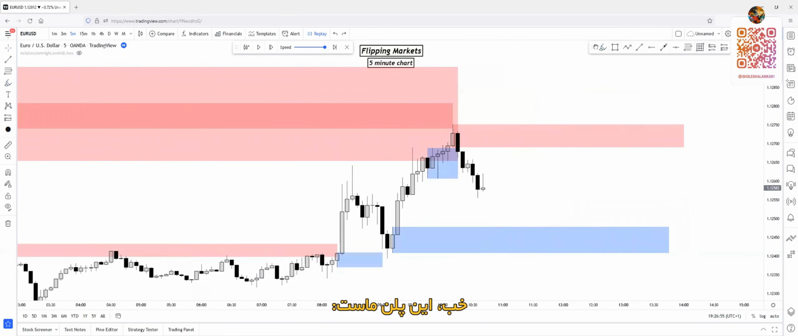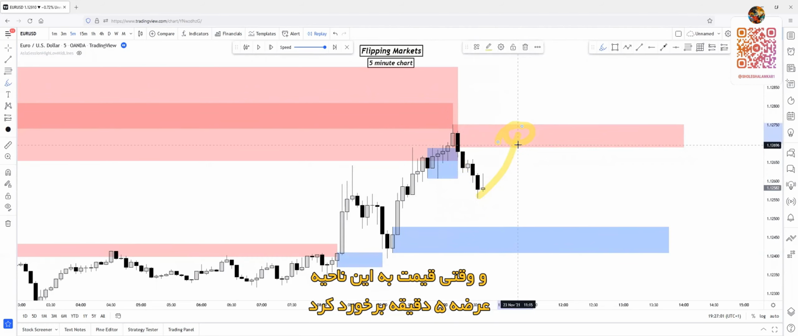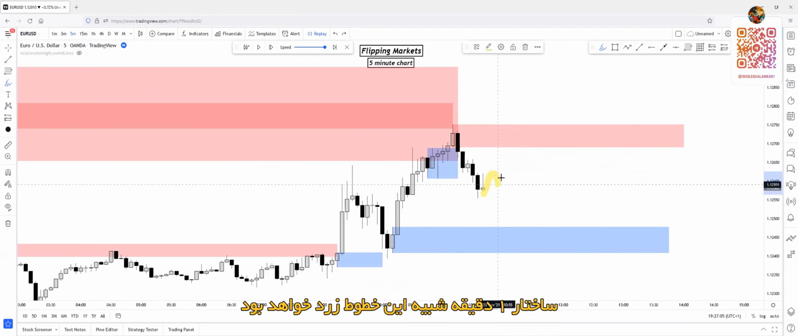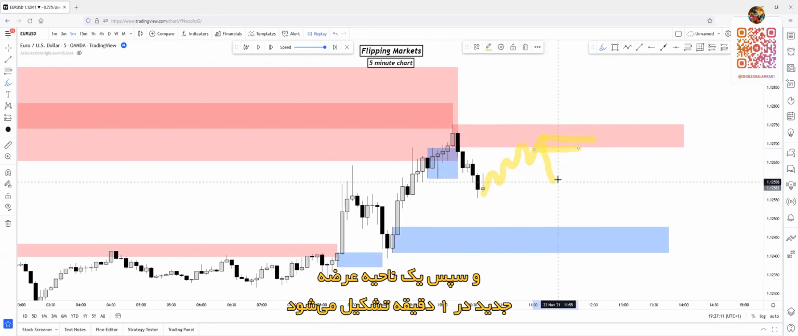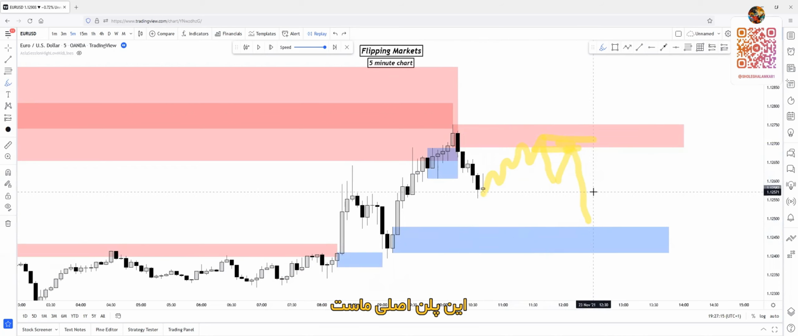Okay, so here's the plan. We are waiting for the tap of this supply zone on the 1-minute chart. After price taps this 5-minute supply zone, we will wait for a 1-minute change of character. So the 1-minute structure will look like this. Price taps this supply zone, creates a change of character, and then at the freshly created 1-minute supply zone, we will enter the trade and we will target this 15-minute demand zone. This is the master plan here. It's really clear and simple, right?